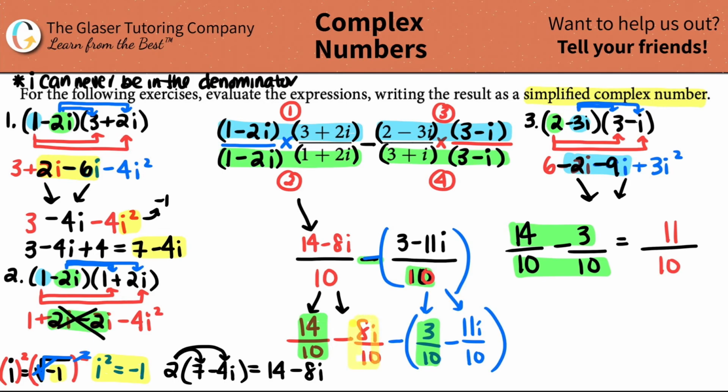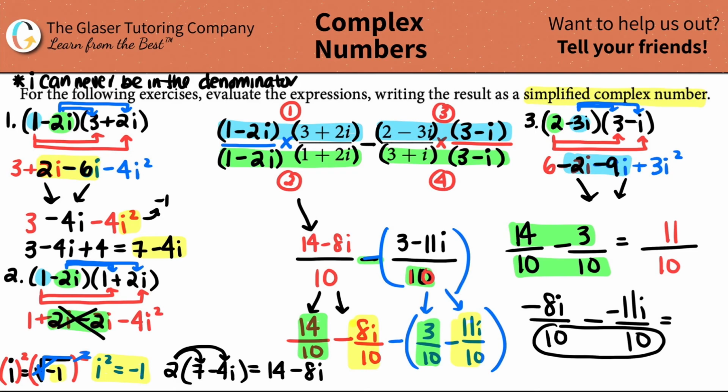So I have a negative 8i over 10 minus a negative 11i over 10. So I'm just going to write that down. So I have a negative 8i over 10, right? And just make sure that you use those signs. There was a negative here, so I have to keep that. Negative 8i over 10 minus negative 11i over 10. Same thing is happening here. The 10 has to be the same, so this is something over 10.